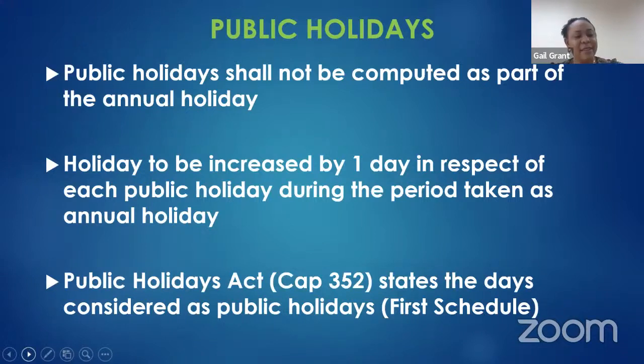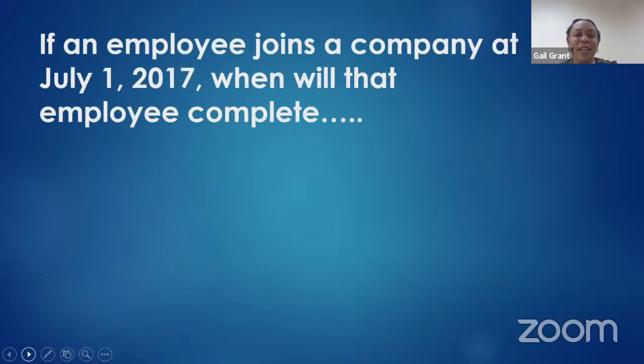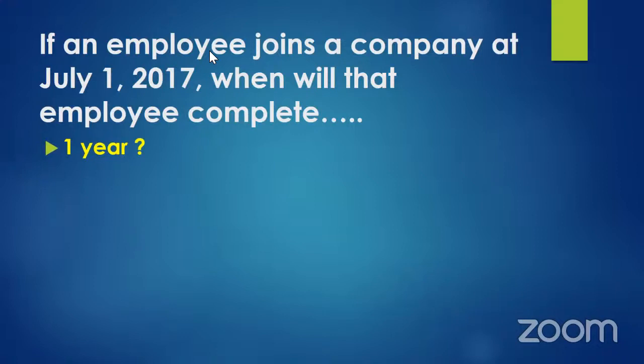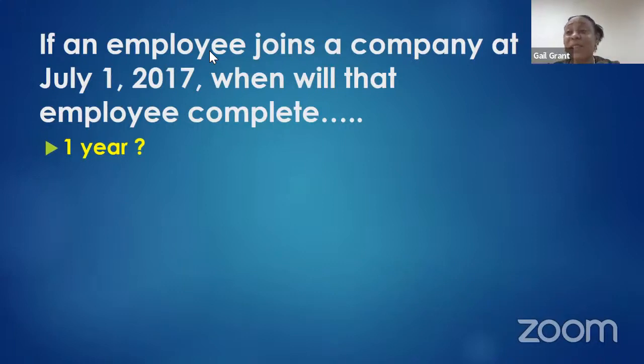So we look at what is a year. So if an employee joins the company on July the 1st, 2017, when will that employee complete 1 year? Raise your hand if you wish to answer. The person joins the company on July the 1st. In what year would that person complete a year? Okay, so Jenny, I see you have your hand raised. June 30th, 2018. At June 30th, 2018, that person has completed 1 year. So they have become entitled to their annual holiday.